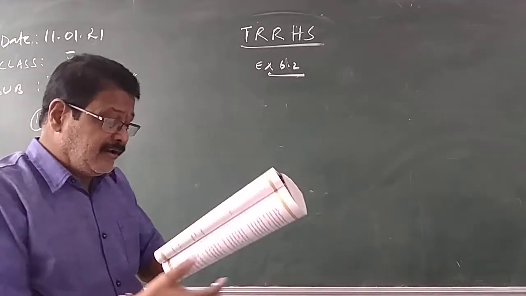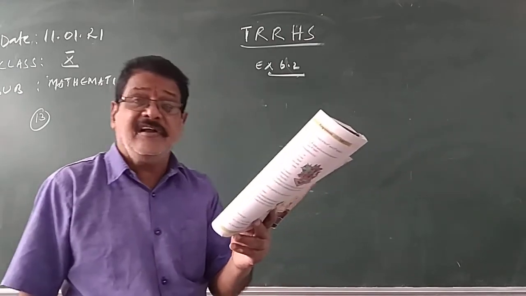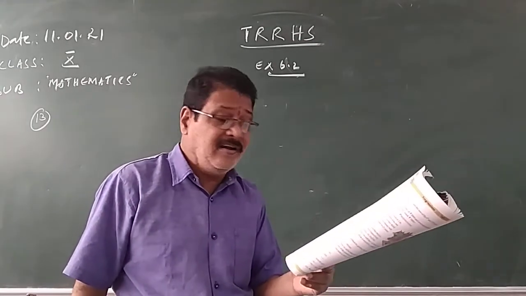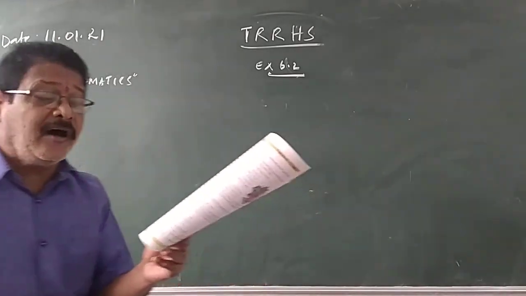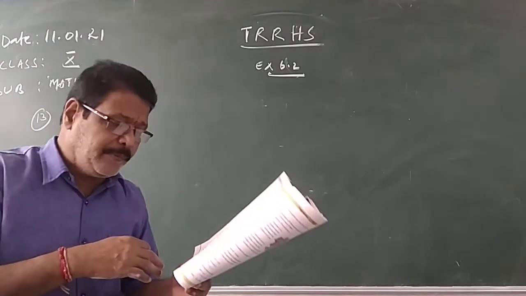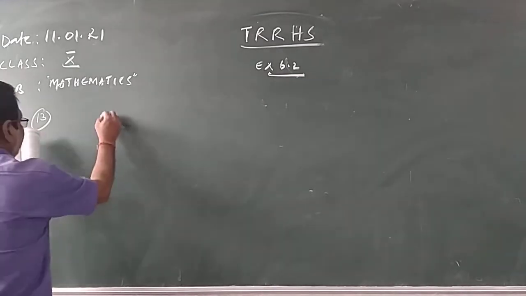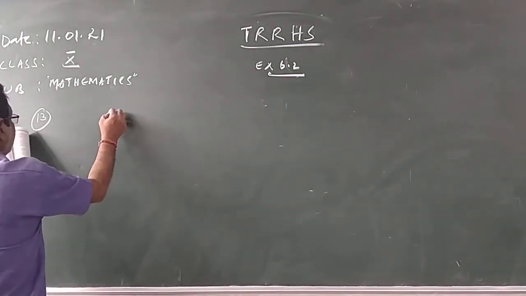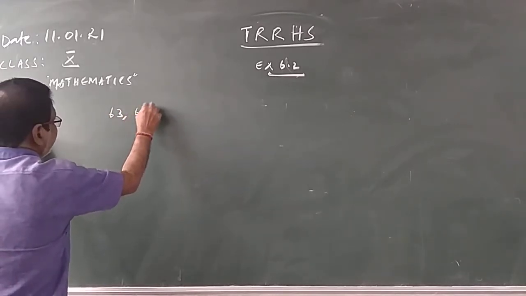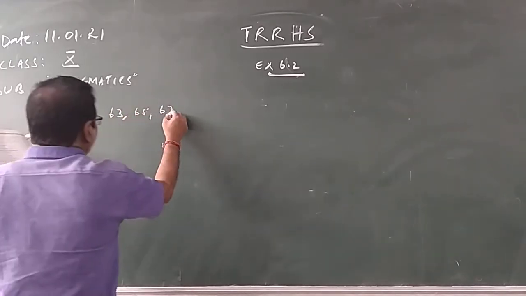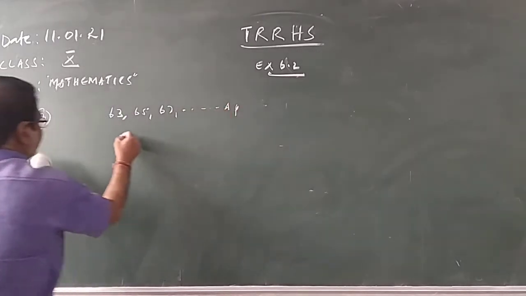For what values of n are the nth terms of two APs, 63, 65, 67 and 3, 10, 17, equal? We are given two APs. Those two APs' nth terms are equal. First AP is 63, 65, 67, and so on. So find out the nth term.